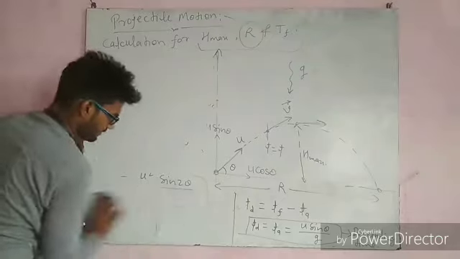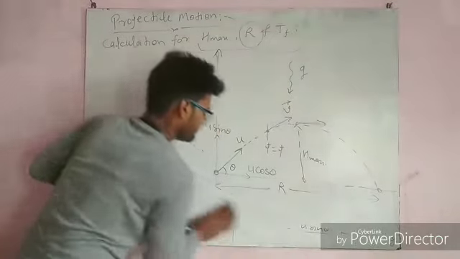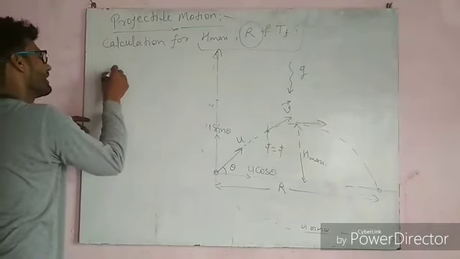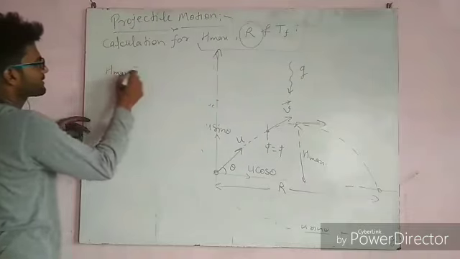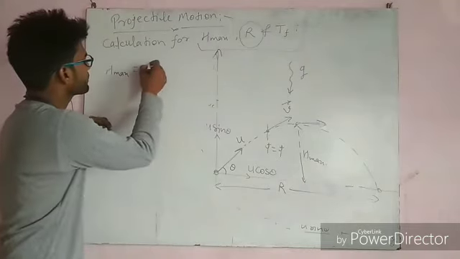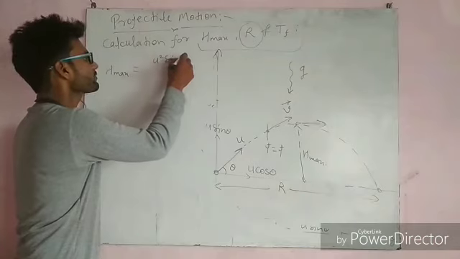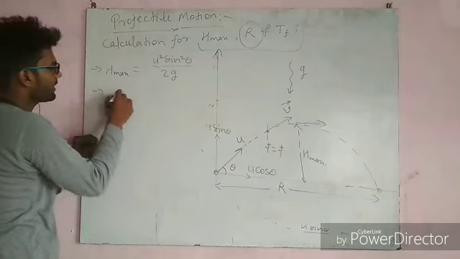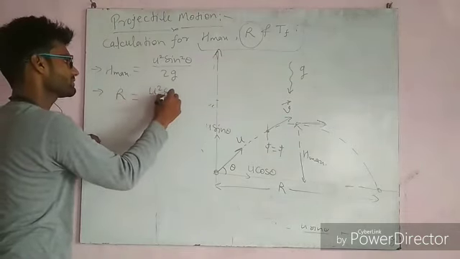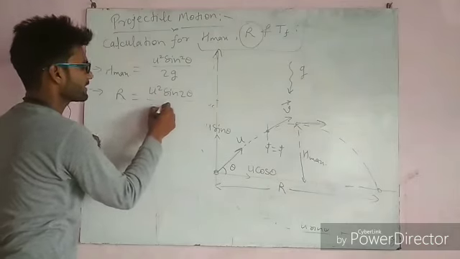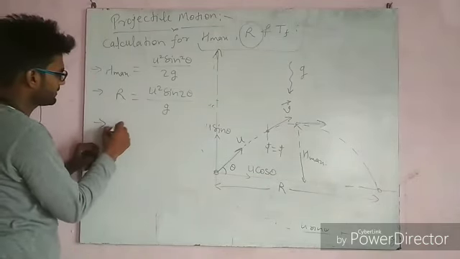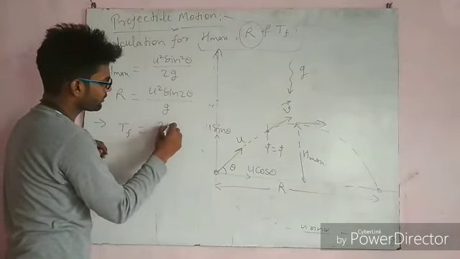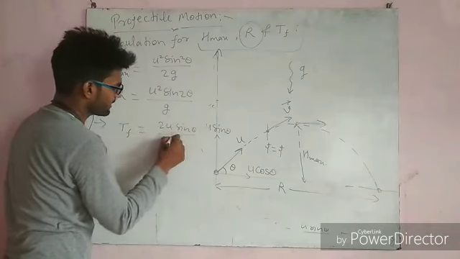Now we can just write all these three formulas here. Hmax is equal to u square sine square theta divided by 2g. This is the first formula. Second formula, R equal to u square sine 2 theta divided by g. And third formula, the time of flight, is equal to 2u sine theta divided by g.